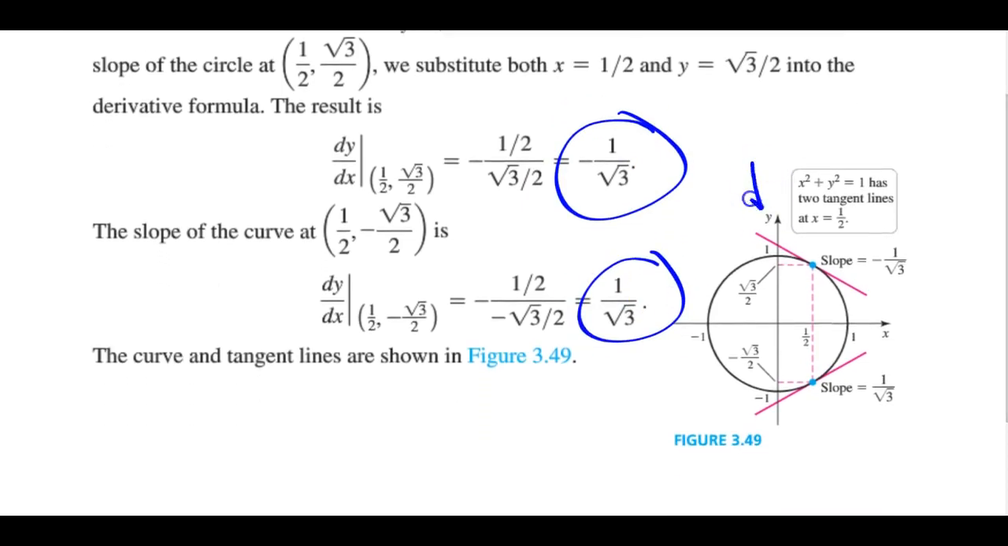So again, here's a visual representation. You have a circle, and you found the slope at these 2 points.